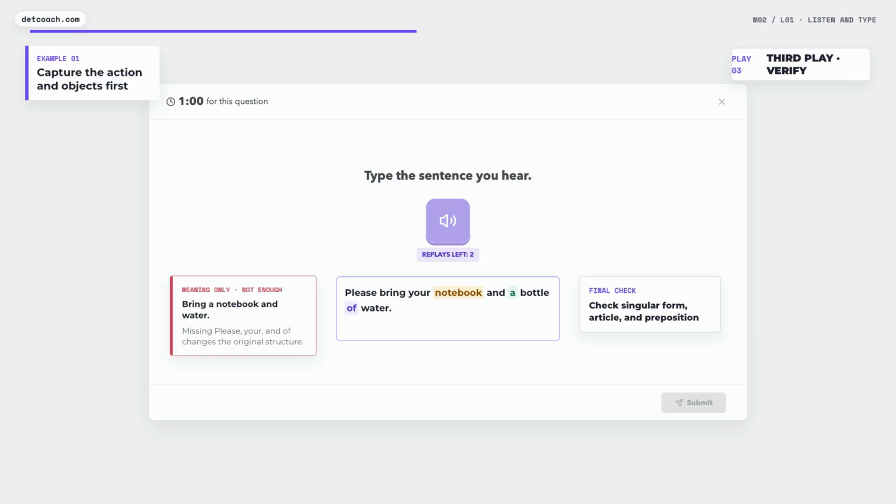If you write only, bring a notebook and water, the general meaning is similar, but the sentence omits please, your, and of, and it changes the original structure. In listen and type, preserving only the main idea is not enough.